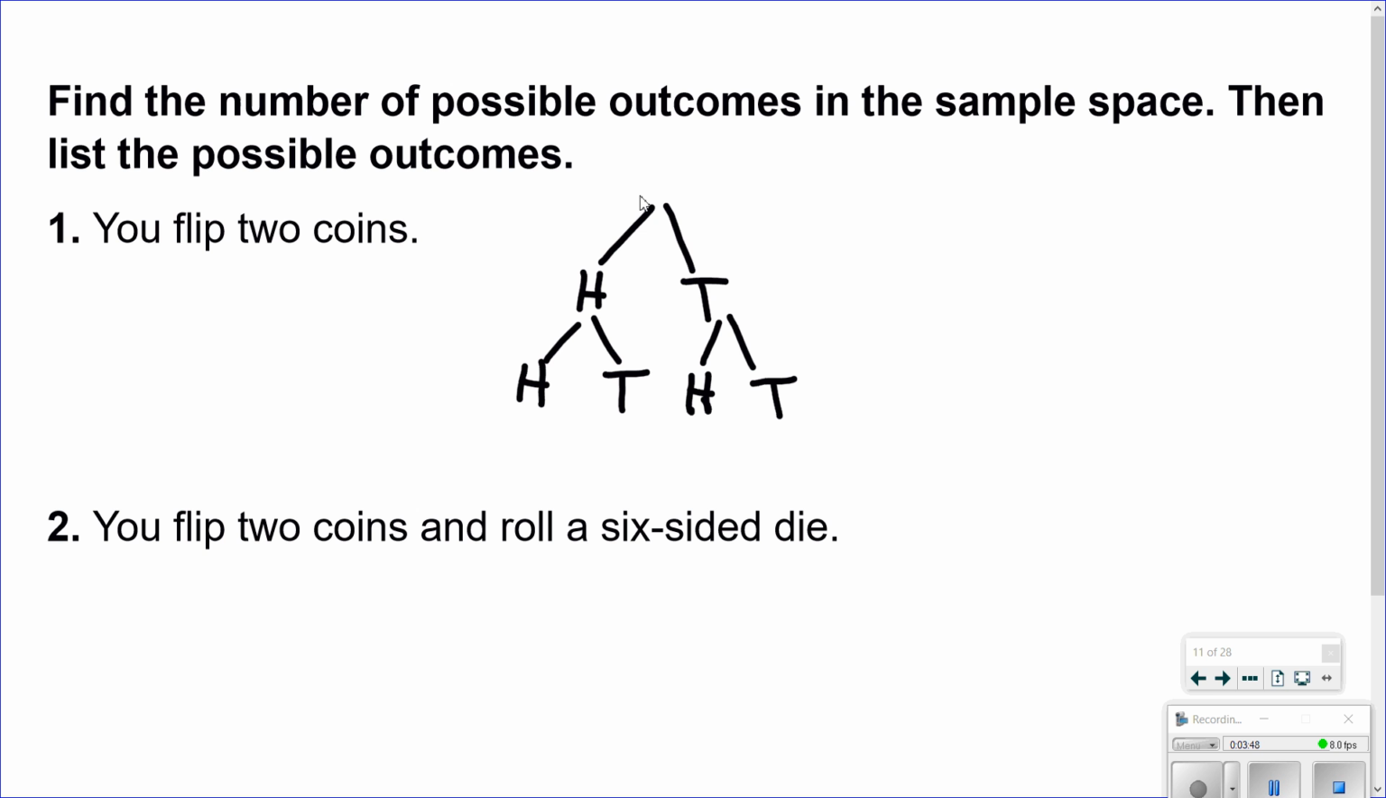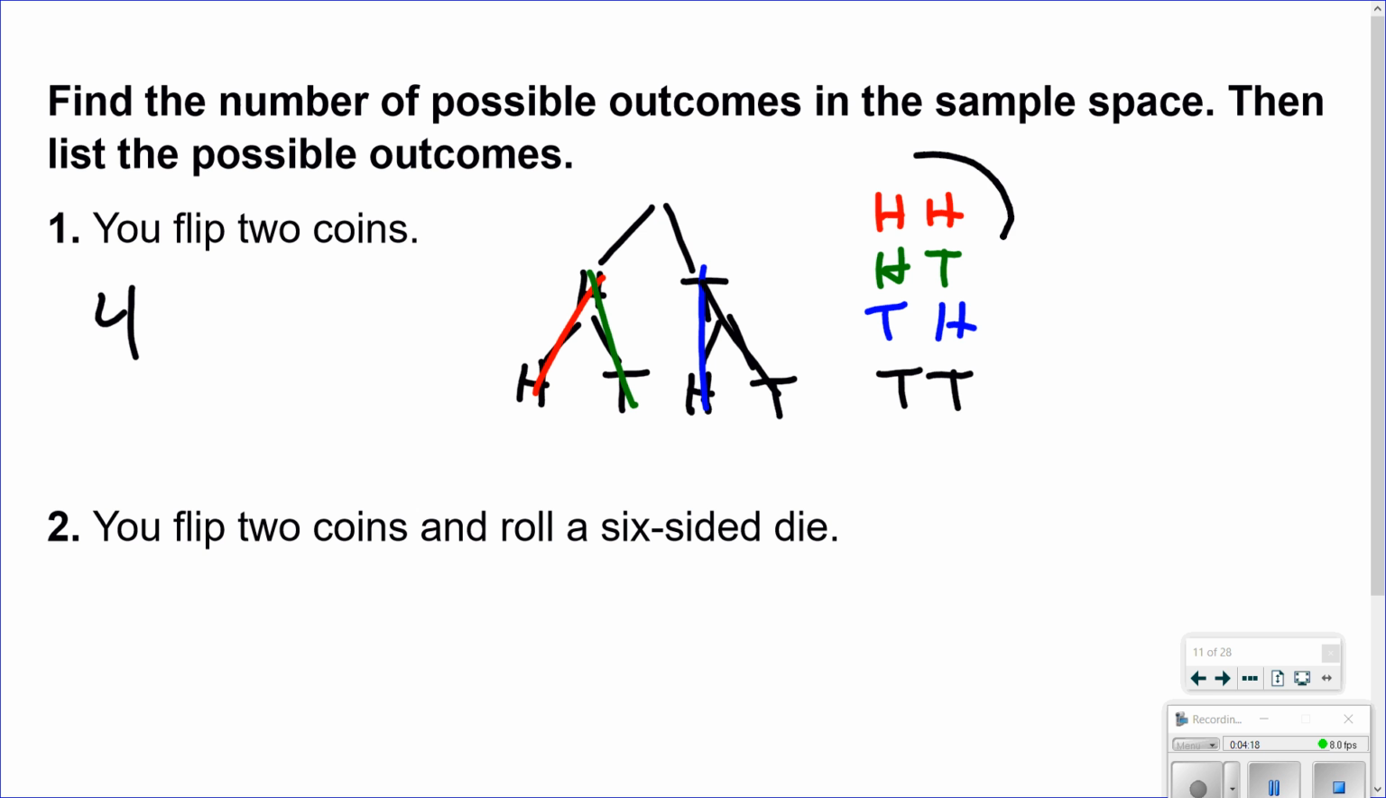So if you follow that mapping, my possible outcomes: I have heads, heads. A different outcome would be a heads and then a tails. I could get a tails, heads, or I could get a tails, tails. So how many possible outcomes? There's a total of 4. What is my sample space? It's right there. There's 4 things in it, but that's all the possible combinations or outcomes that you can get.